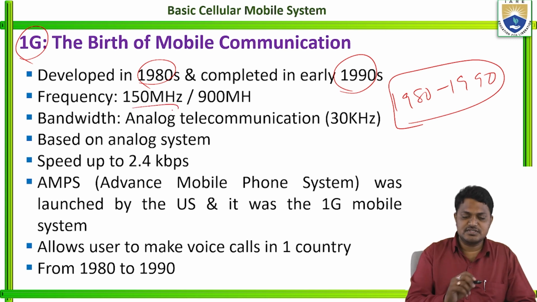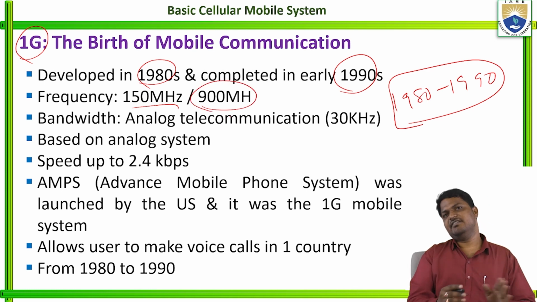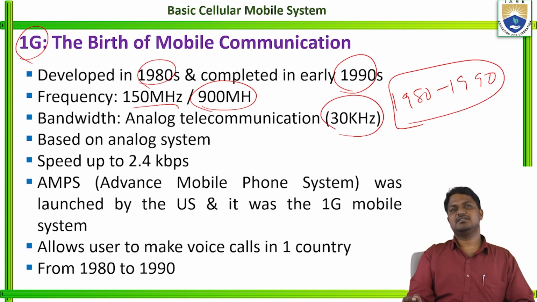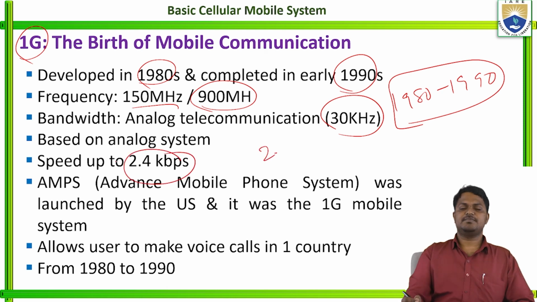The frequency used in 1G communication is 150 megahertz to 900 megahertz. The bandwidth here is analog communication bandwidth, 30 kilohertz of frequency. This is also called an analog system based communication. The speed in 1G communication is 2.4 kbps. The unit for the speed is kbps, that is mbps, kbps, gbps, or bits per second.